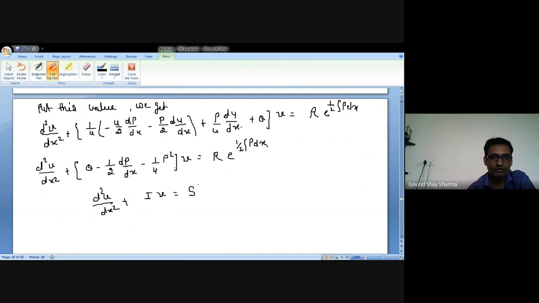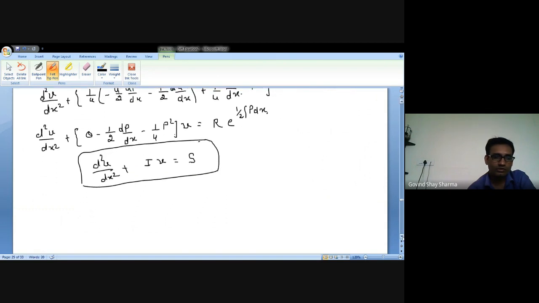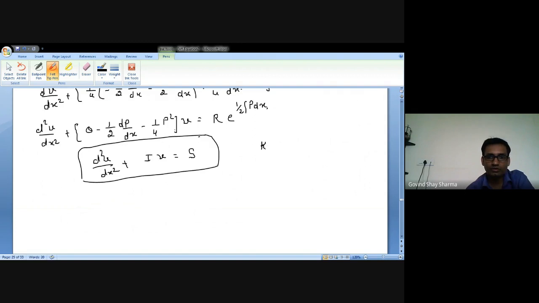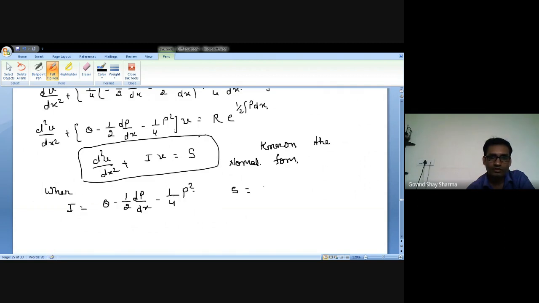Okay, now we can write: d2v upon dx2 plus Iv is equal to S. This equation is known as the normal form, where I is equal to Q minus half dp upon dx minus 1 by 4 p square, and S is equal to R e to power half integration pdx. Okay, this is called normal form.